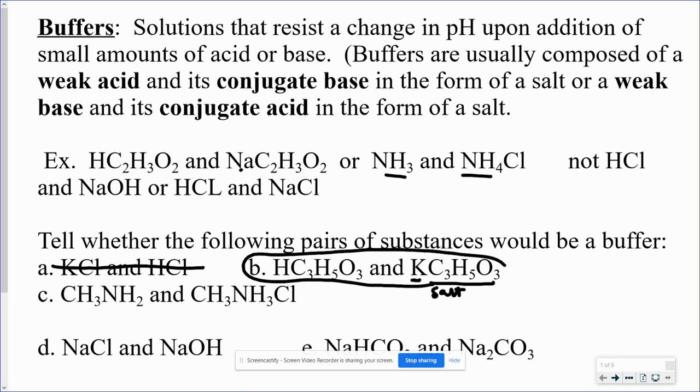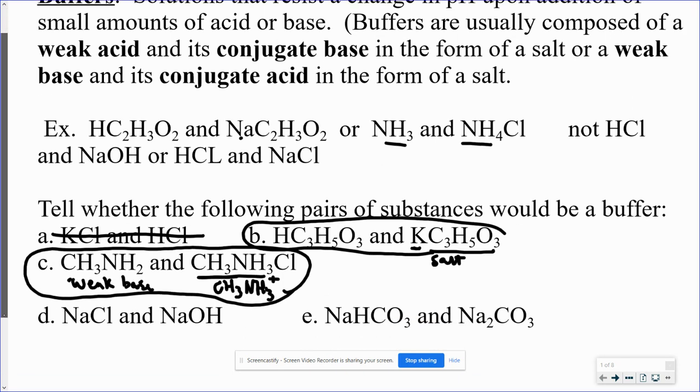How about this one? C3H3. Okay, if we look carefully, this is a weak base. We talked about weak bases. This is an amine. If you were naming it, it's methylamine. And then over here, we can see that it has picked up an H. So that part is CH3NH3 plus. So that is the conjugate acid of this weak base. So yes, this is a buffer.